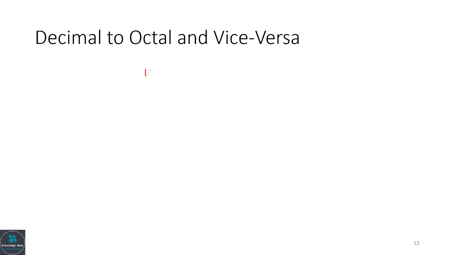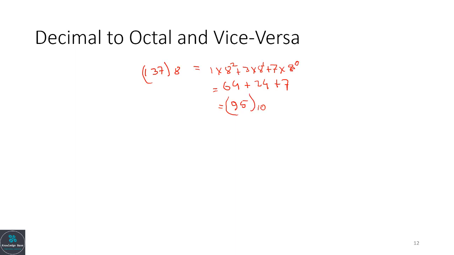Take 137 in octal. It will be 7 into 8 to the power 0 plus 3 into 8 to the power 1 plus 1 into 8 squared, that is 64 plus 24 plus 7. 64 plus 24 is 88, plus 7 is 95 in decimal. Is this clear? So this is how we are going to convert the octal number into its equivalent decimal number.